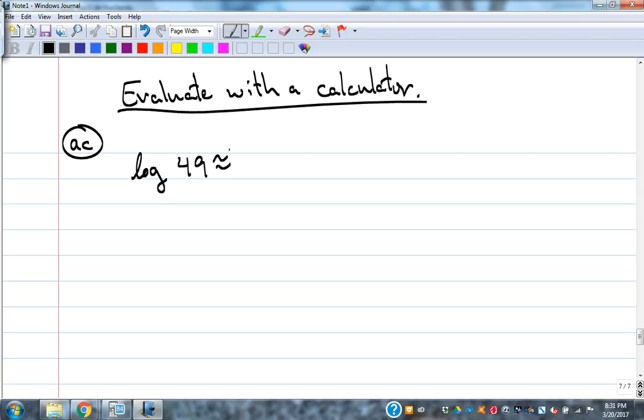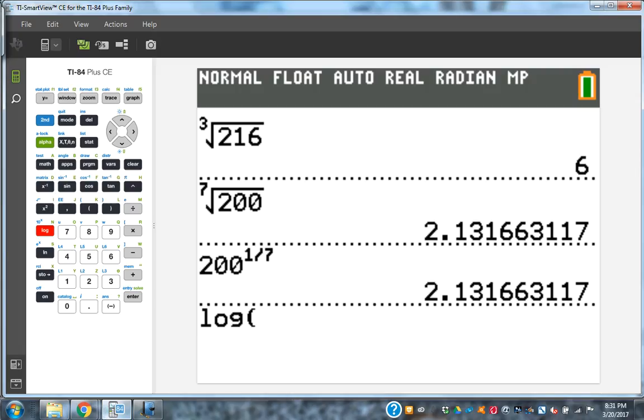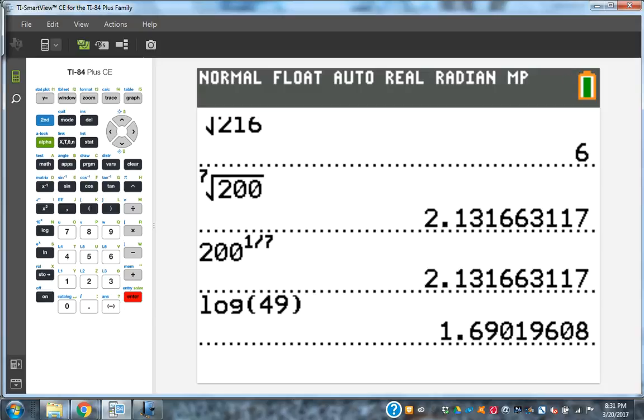Log of 49. With the calculator, log of 49, you're just going to hit that log button on the left side of 49. Because it doesn't have a base written there, then we know it's base 10. And we're going to go 4 decimal places. So 1.6902.